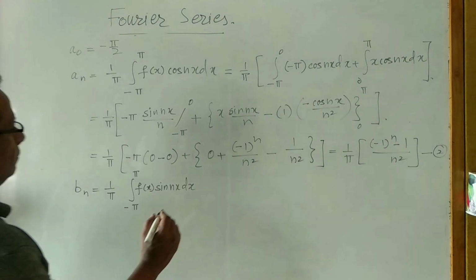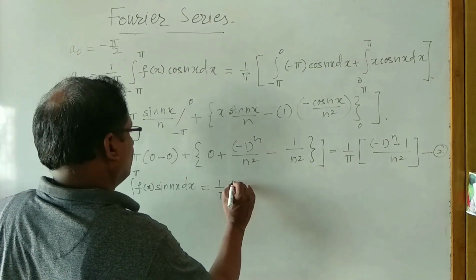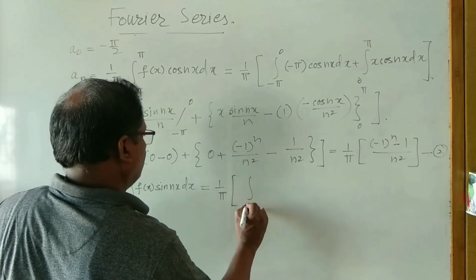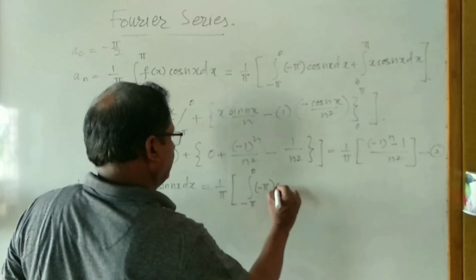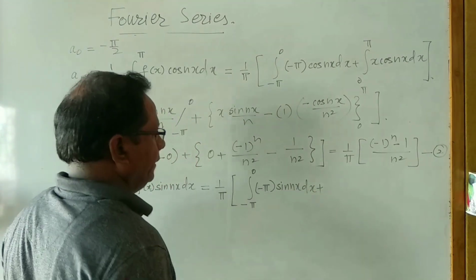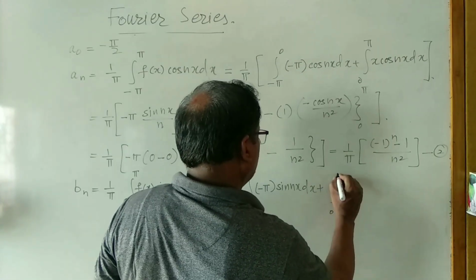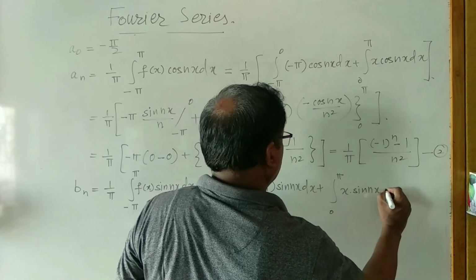Which is equals to 1 upon pi integral minus pi to 0 minus pi into sin nx dx plus integral 0 to pi x into sin nx dx.